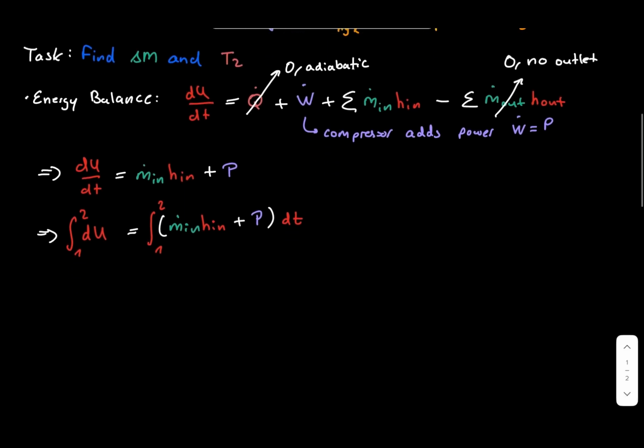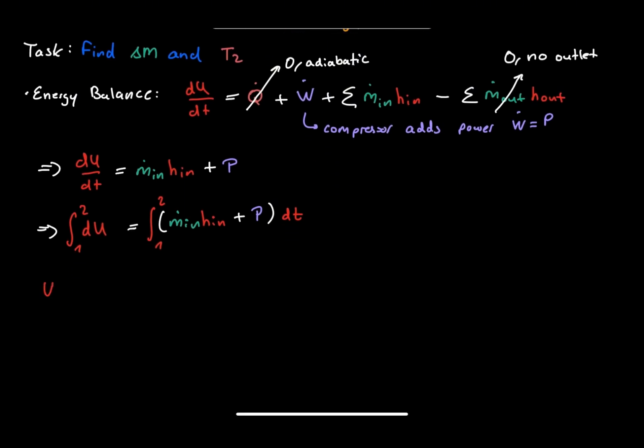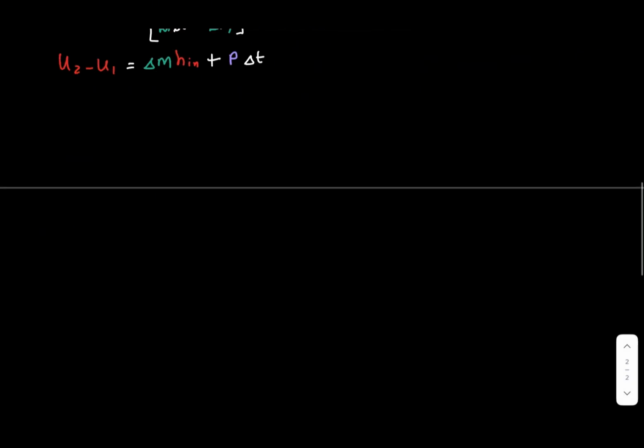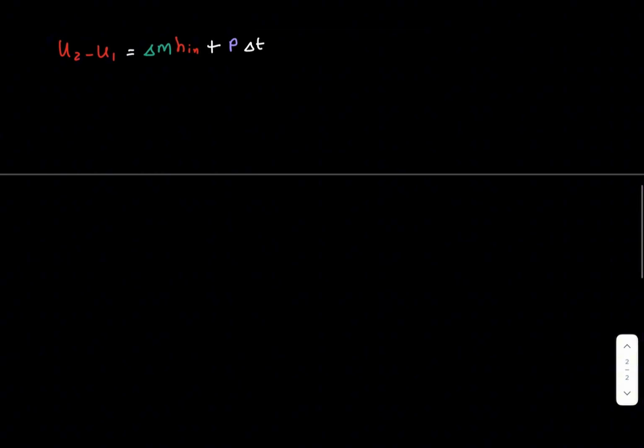This gives us that the change in internal energy between state 1 and state 2 equals the energy brought in by the added mass plus the total compressor energy. Now we interpret this. The left side describes how much energy is stored inside the tank. The first term on the right is the energy that comes with the incoming air. And the second term is the energy added by the compressor.